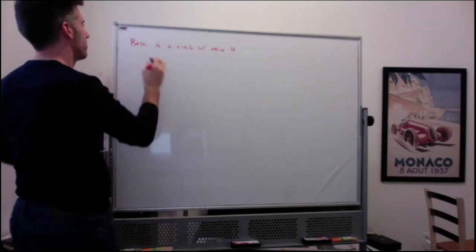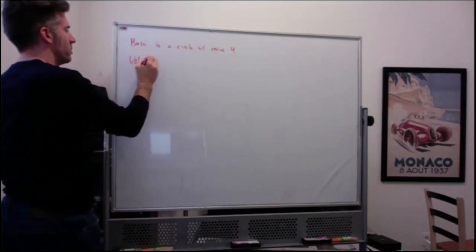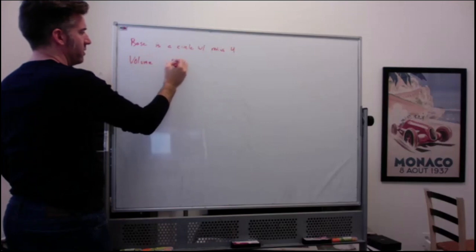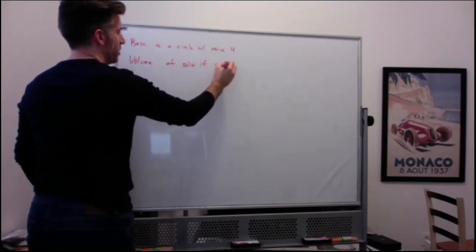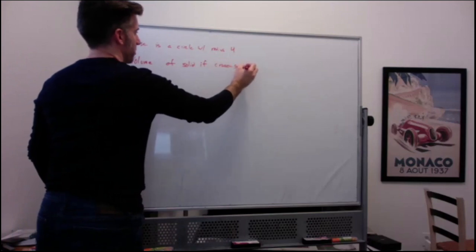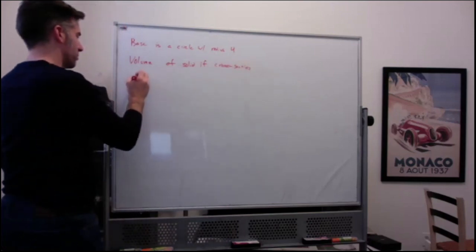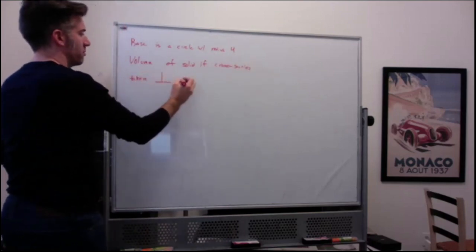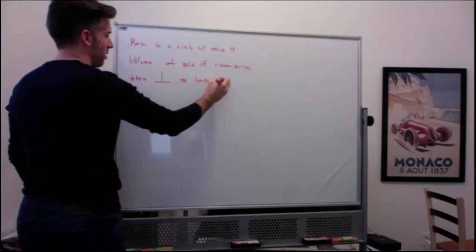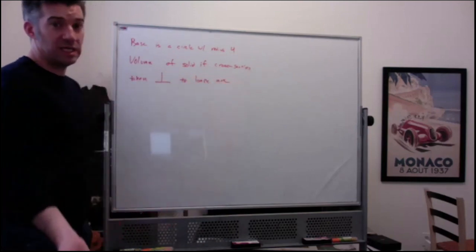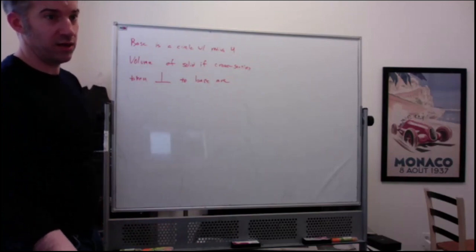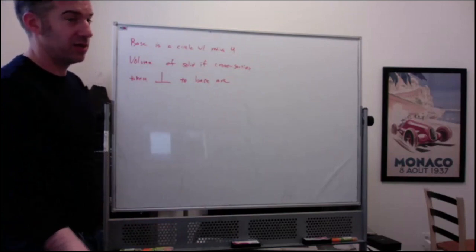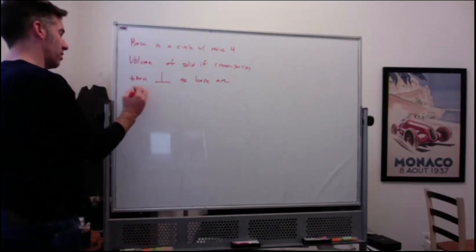Find the volume of the solid if the cross-section taken perpendicular to the base are... You can make it easy and say they're squares. You can make it a little less easy and say they're isosceles triangles, but I'm going to make it really hard and say they are equilateral triangles.